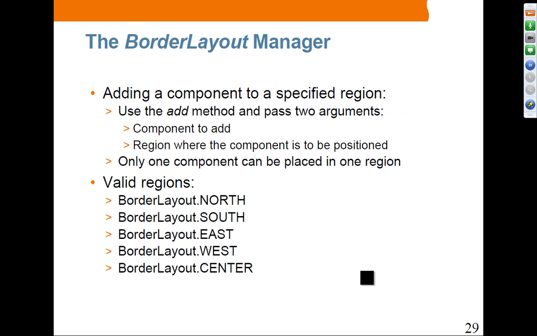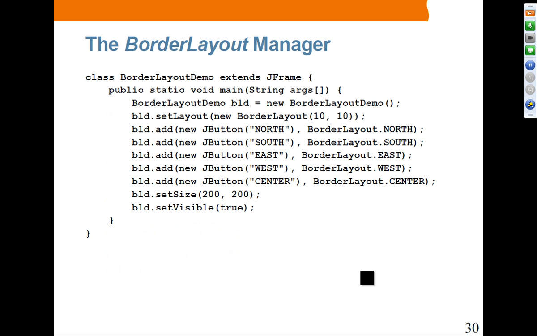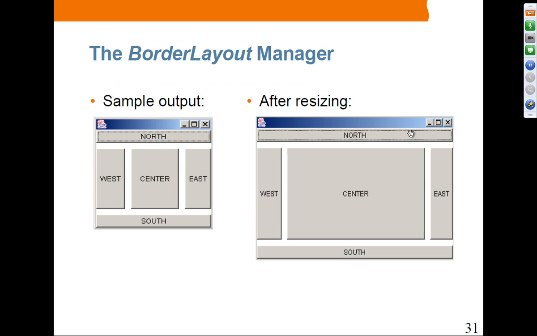Let's actually see this example. This is border. We have added 5 buttons to this JFrame, using center as the center button, north button as north, and things like that. So this is what you're going to see in this particular size. However, if you resize, the center will extend like this. So that is border layout.